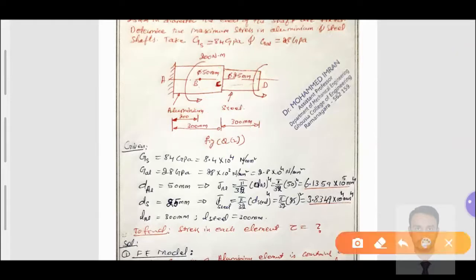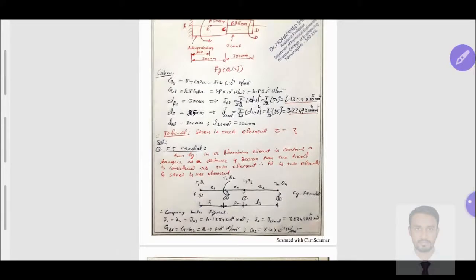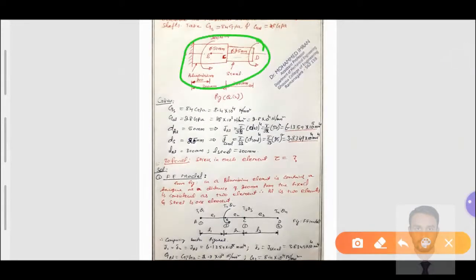Okay, so we got how to represent that element, and it has been stated that this end is fixed. Now I will compare that given continuum body when converting it into an FE model. What is the first step? The first step of the finite element method is the FE model. From the figure, the aluminum element contains a torque at a distance of 200 from the fixed end. It is considered as two elements. Therefore, the aluminum is two elements and the steel is one element.